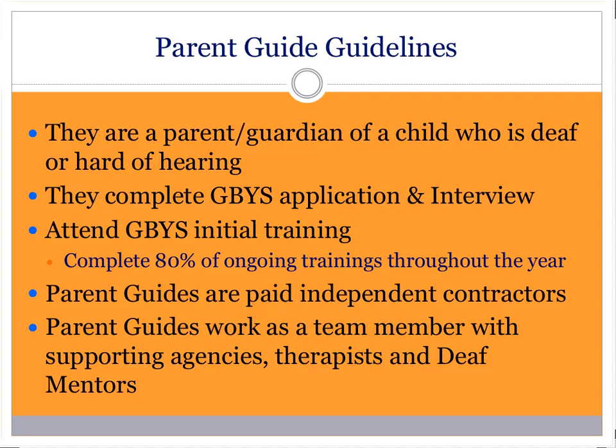So what is a parent guide? What does that look like? Well, they're all parents or guardians of a child who is deaf or hard of hearing. They will complete an application and go through an interview. And then we have the initial training, but we also have ongoing training throughout the year. We probably have about 10 trainings in addition to the annual training. And those ongoing ones, they need to complete at least 80% of them to stay on as a contractor with our program. And the one thing that we also like to stress is that we do not work alone. We support the providers and therapists that work with our families, and we really want to approach it as a team.